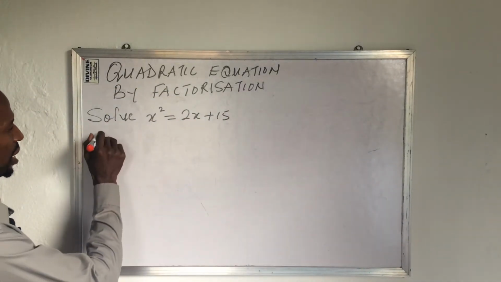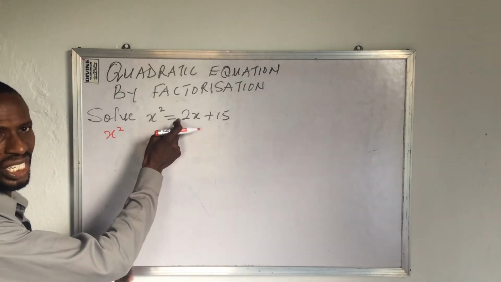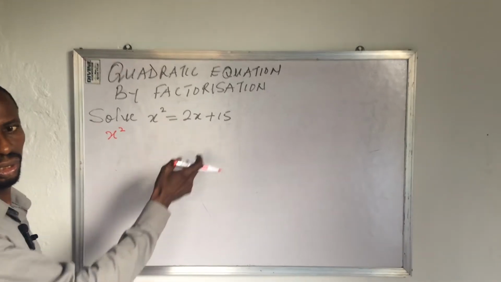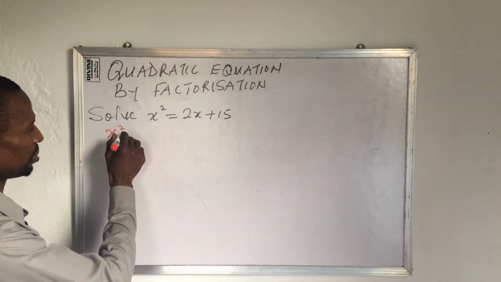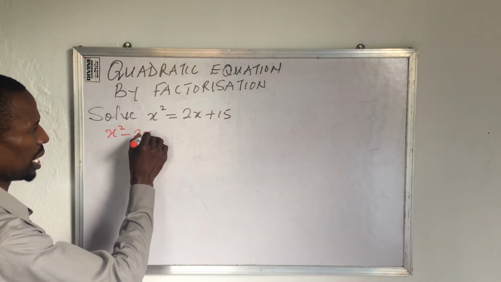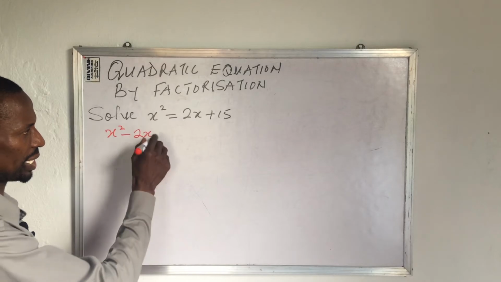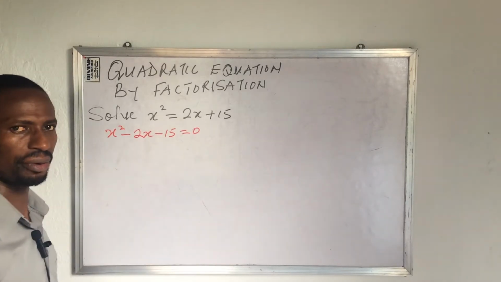So from here, this will give us x squared. We have plus 2x to the other side of the equation, then this gives you minus 2x. Then we also bring this other one down to this other side. This gives you minus 15 equals 0.